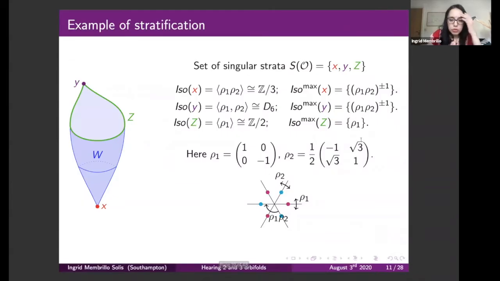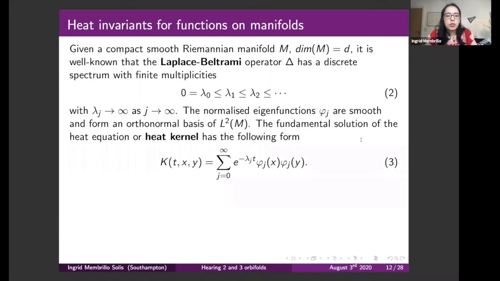Okay, so this is just to say something about the orbifolds and this stratification. It's part of the ingredients that we will require later to say something about the spectral geometry of these objects. So now let's talk about the spectral geometry on the trivial examples of orbifolds, which are manifolds, because these are the most studied orbifolds in spectral geometry. So let's start with that.